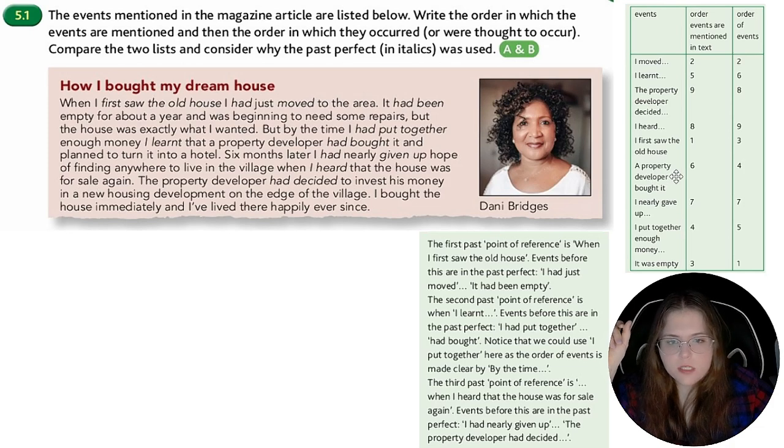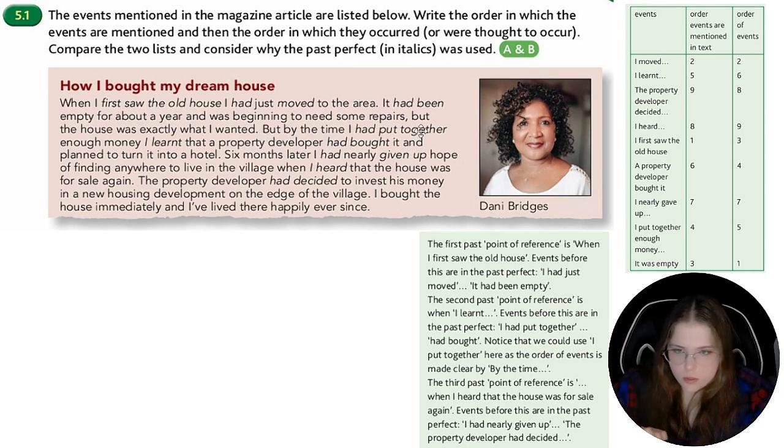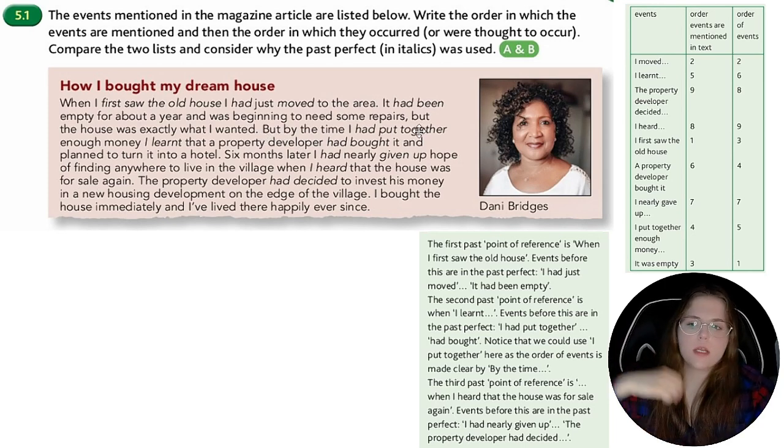Then, a property developer bought it. Then, she put together enough money, and then she learned something about this house. One more time. But by the time I had put together enough money, I learned that a property developer had bought it and planned to turn it into a hotel. Firstly, he bought it. Secondly, she put together enough money. And only after that she learned that he had already bought it and planned to turn it into a hotel.